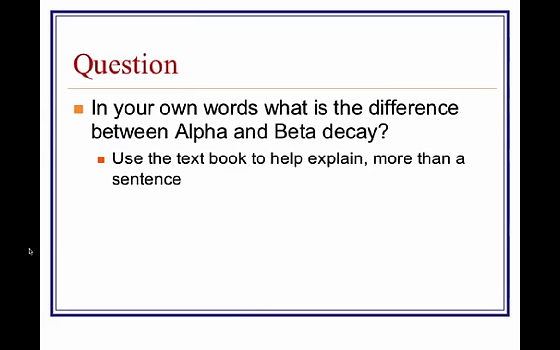All right, for tonight's first question, I would like you to explain in your own words what is the difference between alpha and beta decay. I want you to use your textbook to help. If you want to go on the internet, that's fine too. But I want you to write more than a sentence, and maybe more than 2 sentences. I want it to be a very thorough answer, going through and explaining, thinking about this and summarizing what I just talked about in this video. I understand this is a longer, less exciting video, but just go through and summarize.